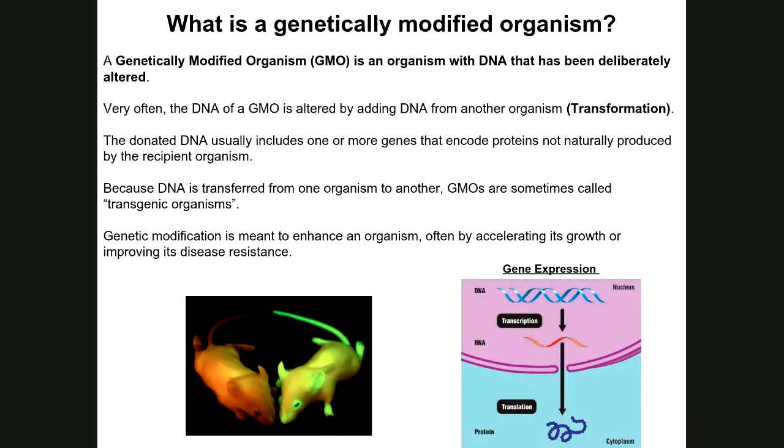So what is a genetically modified organism? This is an organism with DNA that has been deliberately altered. Very often the DNA of a GMO is altered by adding DNA from another organism. We call this a transformation.